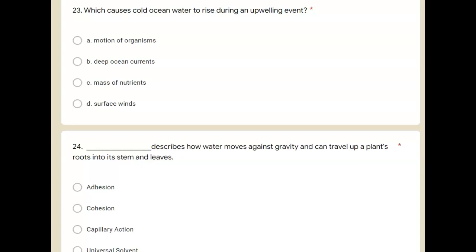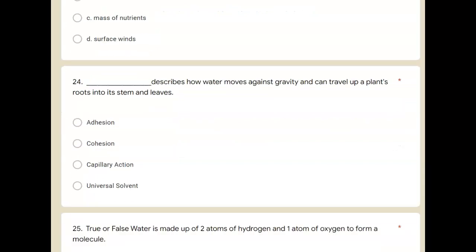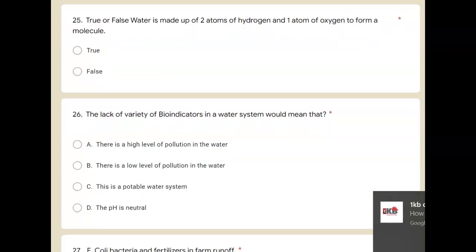Number 24. Blank describes how water moves against gravity and can travel up a plant's root into its stem and leaves. Adhesion, cohesion, capillary action, or universal solvent. Number 25. True or false? Water is made up of 2 atoms of hydrogen and 1 atom of oxygen to form a molecule. True, false.